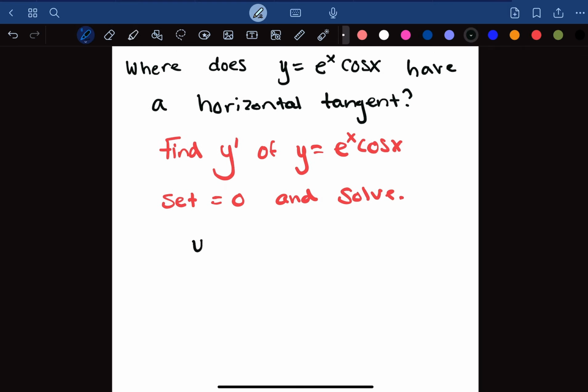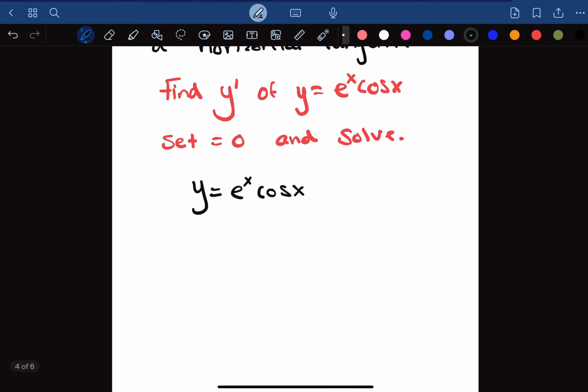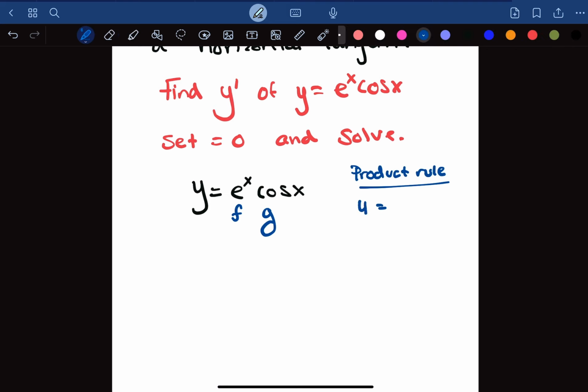So y is equal to e to the x cosine x. So I have a function times a function. When I have a function times a function, I'm going to have to use the product rule. And the product rule says that if I have two equations, let's call this f and let's call this g, if I have f times g, the derivative is going to be the derivative of f times g plus f times the derivative of g.